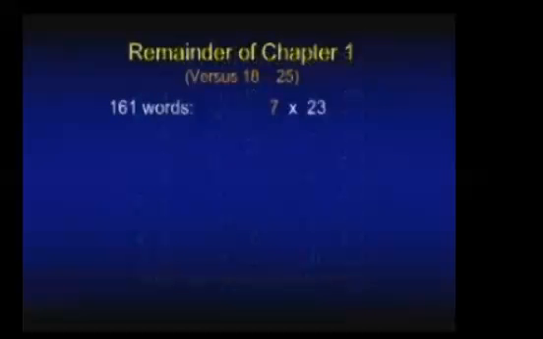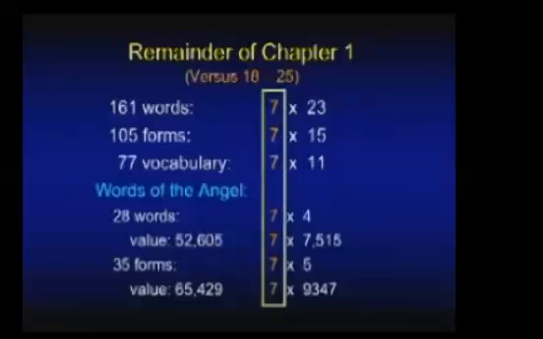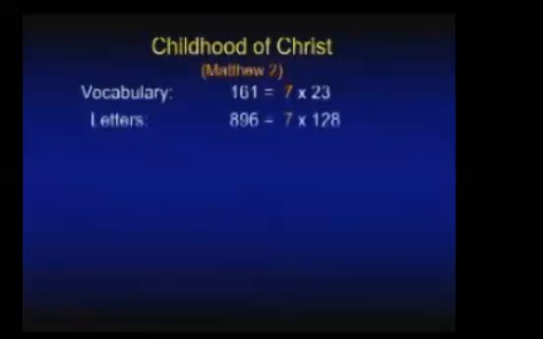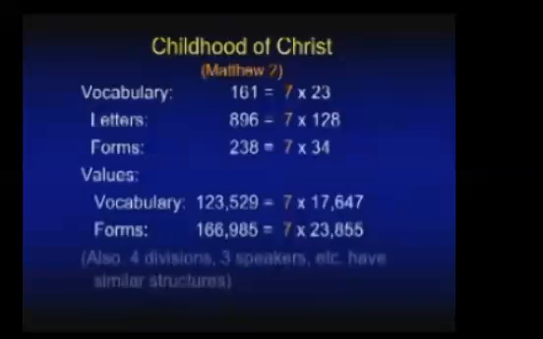Well, it turns out the remainder of chapter 1 has 161 words, that's a multiple of 7, and 105, it goes right through the same kind of partitioning and counting. They're always multiples of 7 exactly. Very difficult to simulate, by the way, even if you're trying to do it on purpose. The childhood of Christ, chapter 2, again, we have the same kind of 7-fold heptatic structure. Again, I won't take you the long form through all this, except the more you get into it, the more astonishing it is.